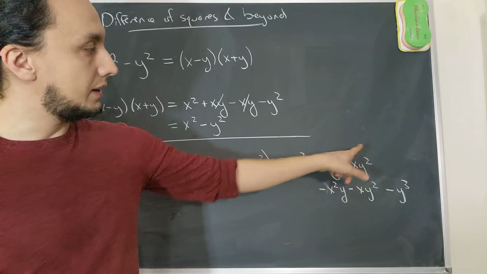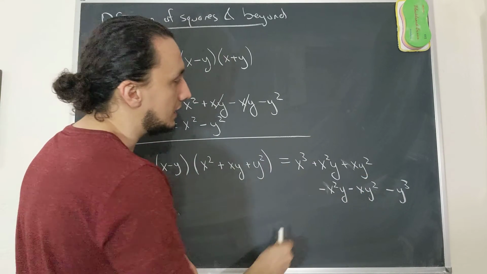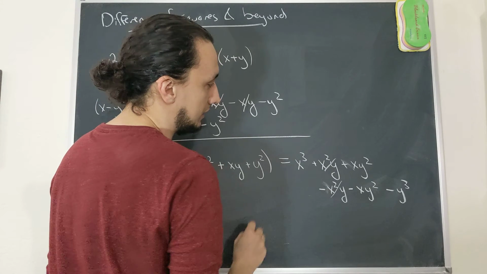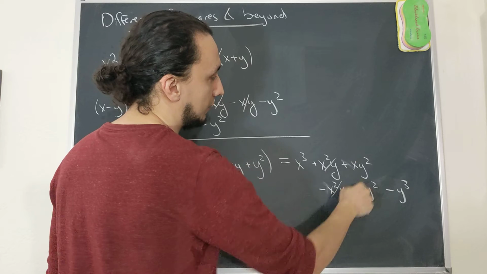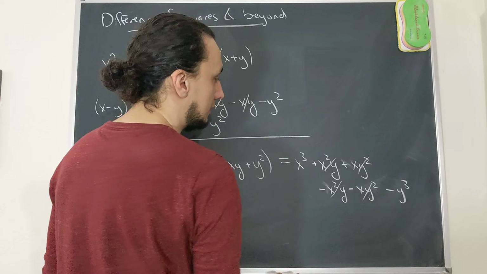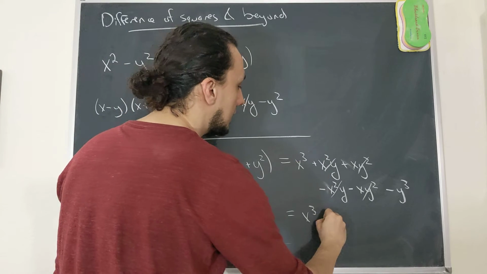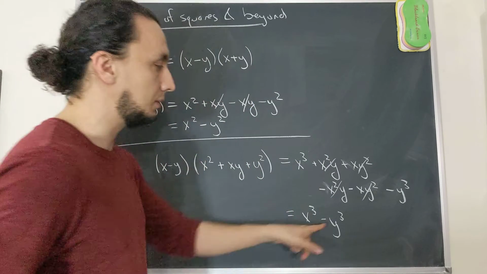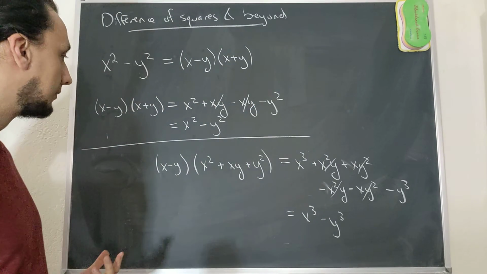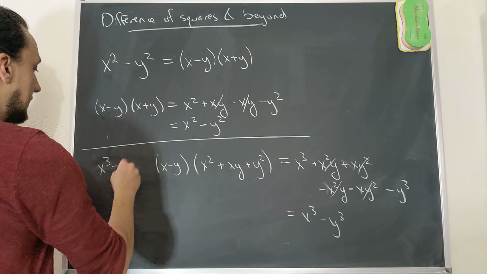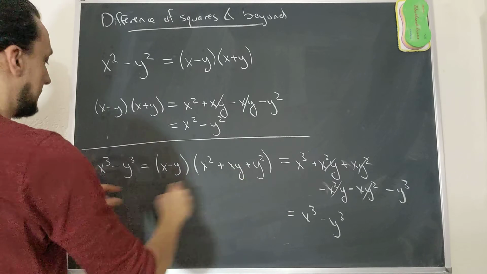And now actually I've written it in a convenient way. You can see that we've got a plus x squared y and a minus x squared y, so these are going to cancel, and a plus xy squared and a minus xy squared, so these are going to cancel, and it leaves me exactly with x cubed minus y cubed, which is what we wanted. So I'll write that again over here, x cubed minus y cubed equals this.